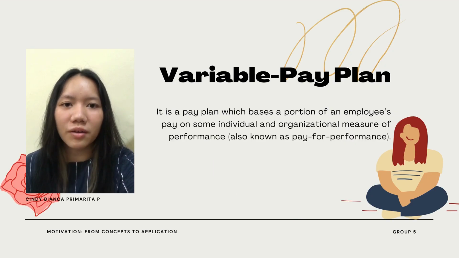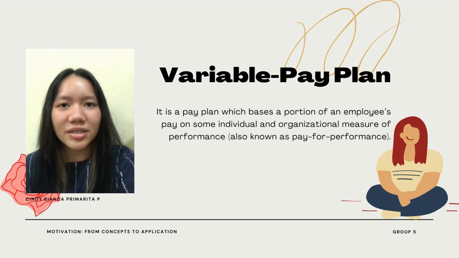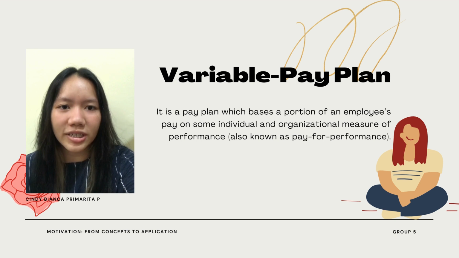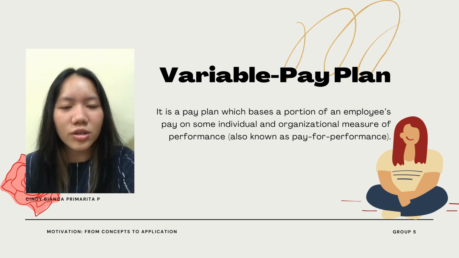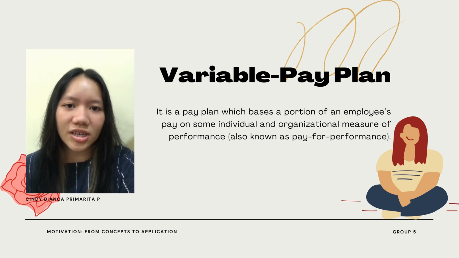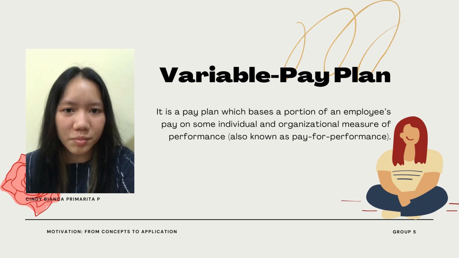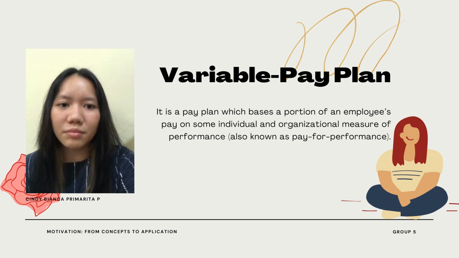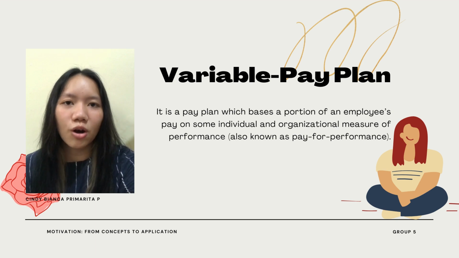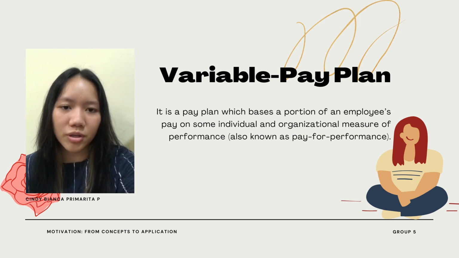Now we will talk about how to reward individual employees through variable pay programs. A variable pay program is a pay plan which bases a portion of an employee's pay on some individual and organizational measure of performance, also known as pay for performance. The variable portion may be all or part of the paycheck, and it can be either optional for employees or an accepted condition of employment.